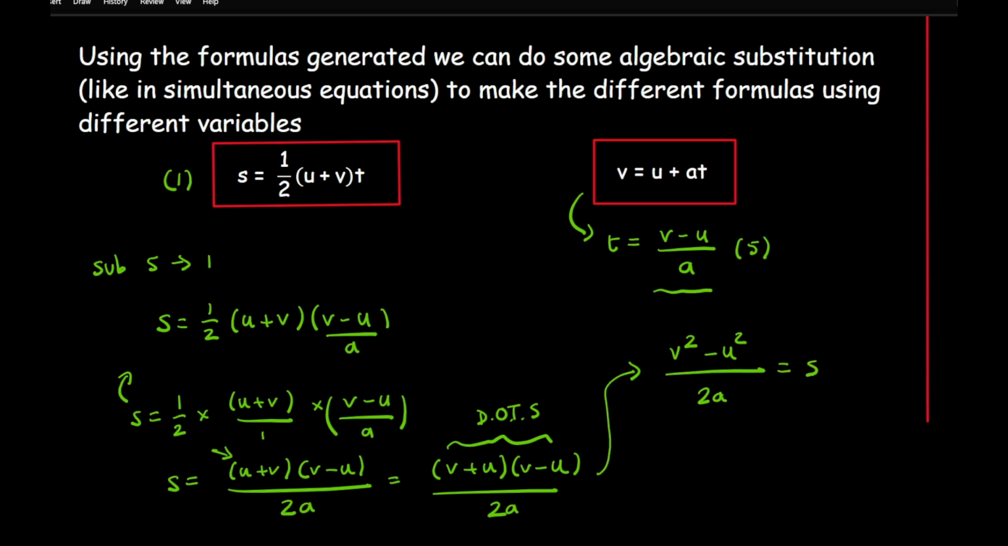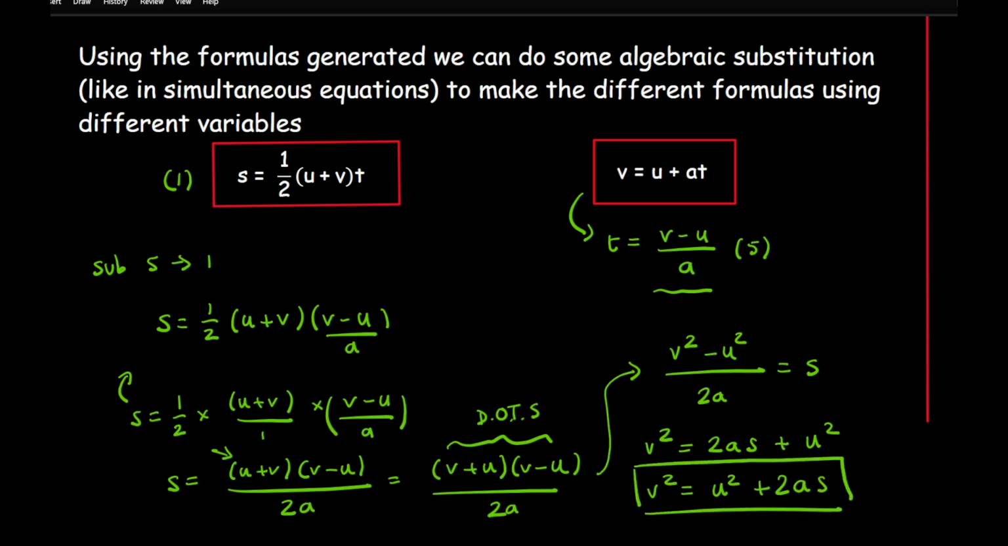equals s. And what I can then do from there is rearrange this to make v squared the subject. Why, you may be asking? Because I can, and also v squared is my first variable here, and I'm subtracting u squared. I don't really want to make u squared the subject because I'll have to then change the sign. So v squared is going to equal 2as plus u squared, and if I just rearrange this, then what we get is u squared plus 2as, and this is my fifth formula for me to remember.